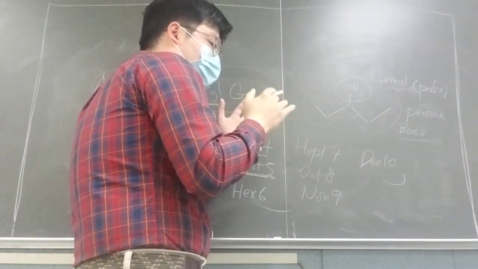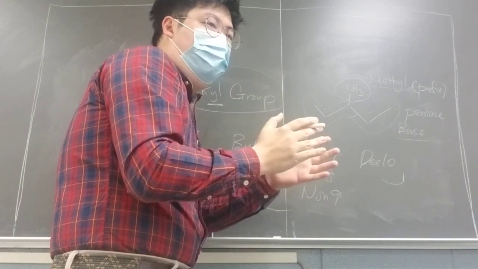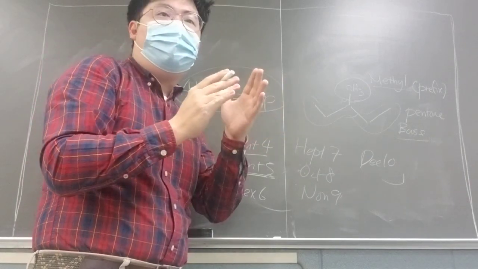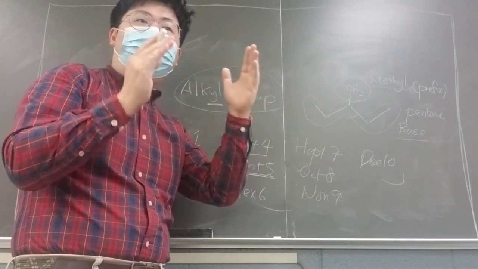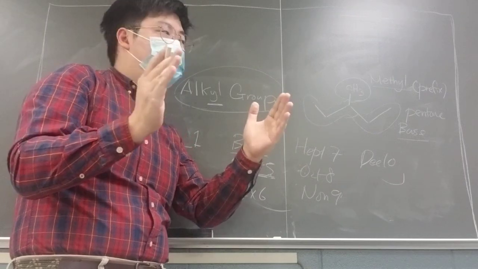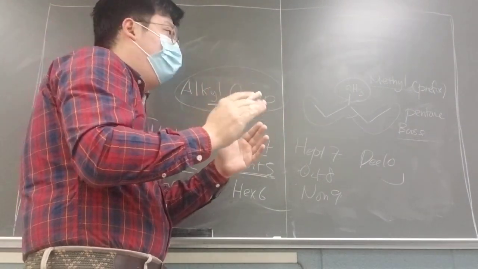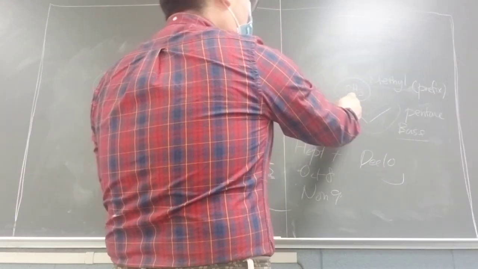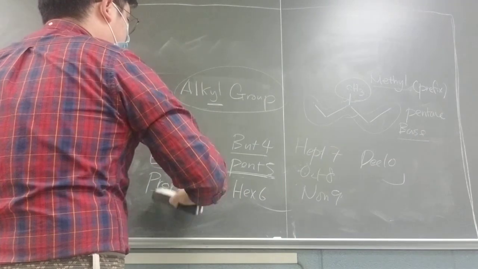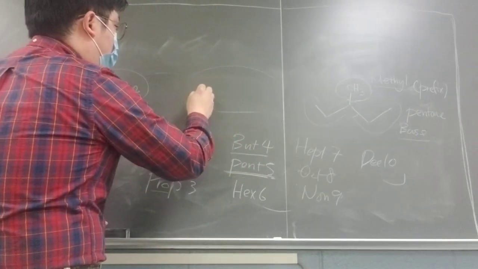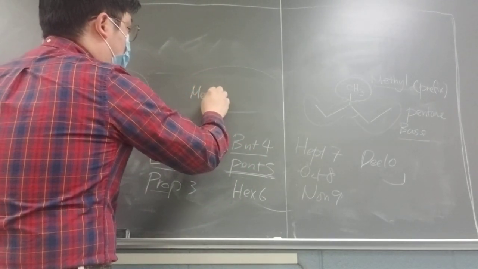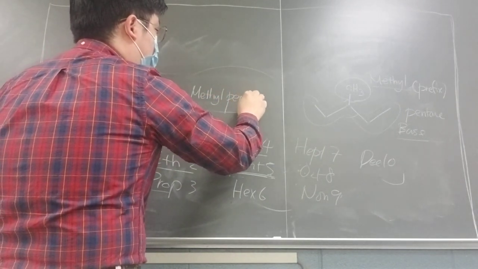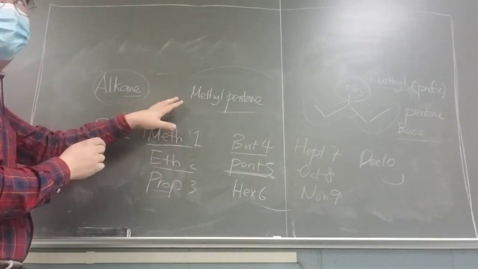The prefix can only be found once you find the longest carbon chain. So always, the first thing you need to do when you try to name the compound is find your base, the longest carbon chain. That's the first thing you need to do. Then next you can find the prefix. So we found it over here, and now it becomes methylpentane.